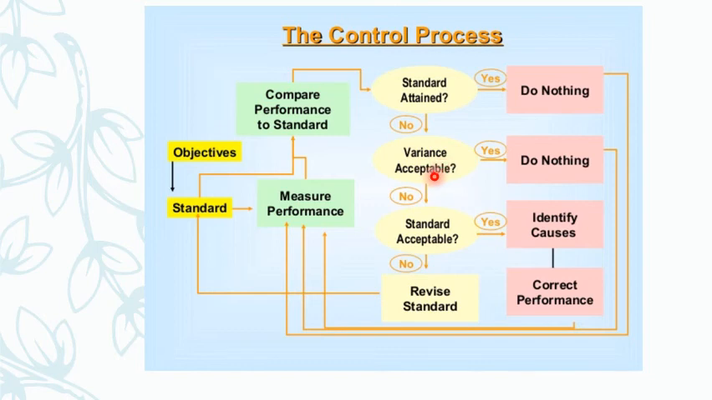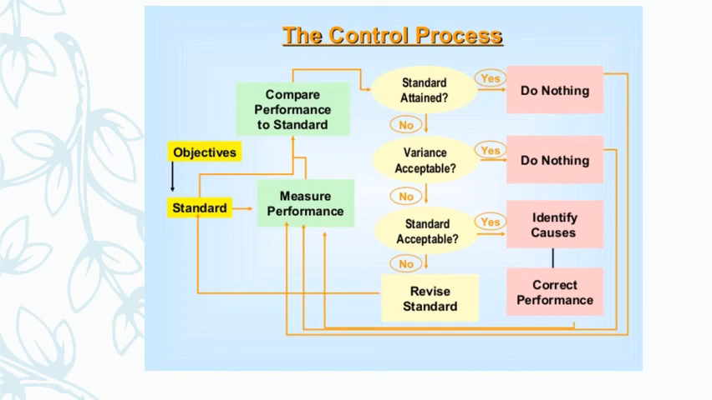If the variation is acceptable, then there is no need to take any corrective action. But if the variation is not acceptable, then we need to identify the causes. If the causes could be corrected, then we will be correcting our performance. If there is some trouble or some problem with our set standards, then we will be revising the standards. And this is the basic control process.